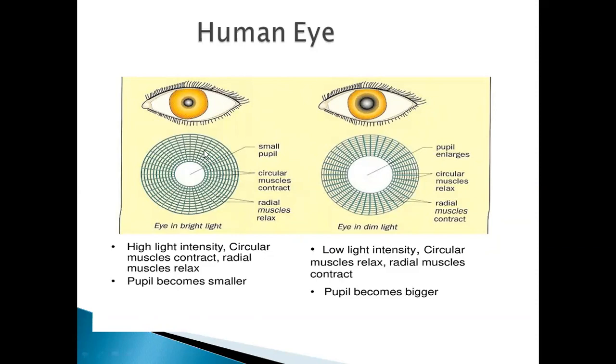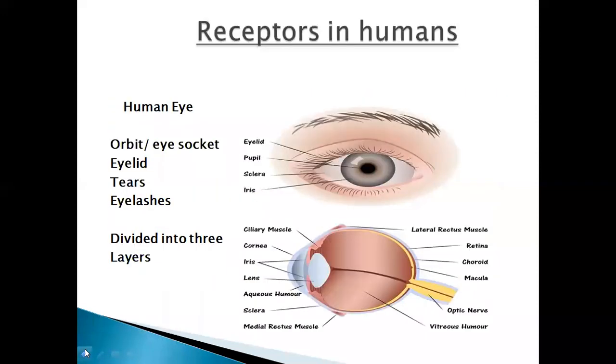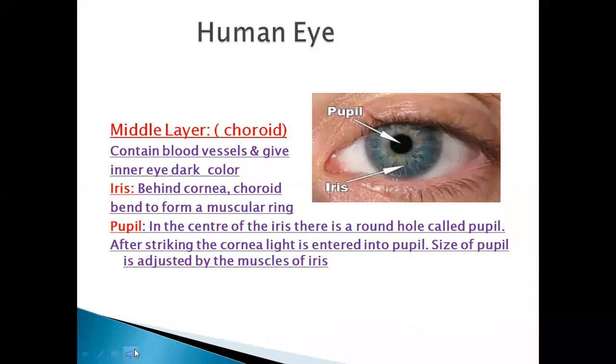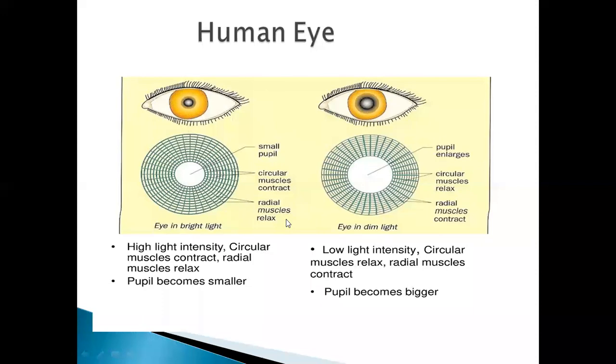The size of the pupil is adjusted by the iris. If you can see in this picture, first let me show you here. You can see this is the iris, the outer part. Fine. Inside this hole is called the pupil. Not mentioned here, but this is the pupil. It means the size of the pupil is being controlled by these two parts of the iris. Now let's see how the pupil is admitting light.